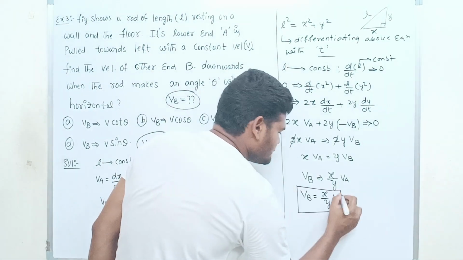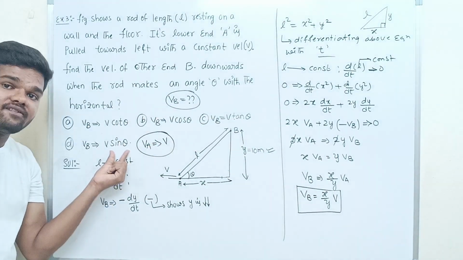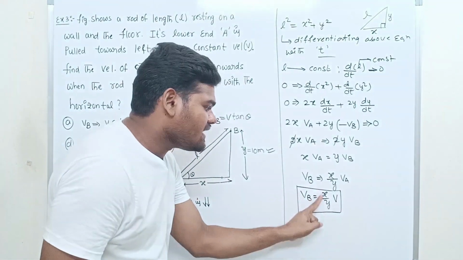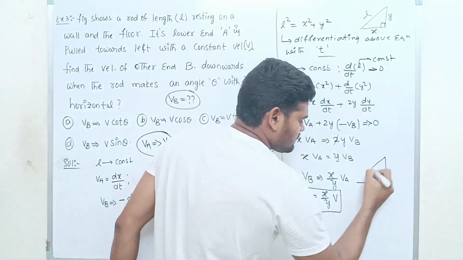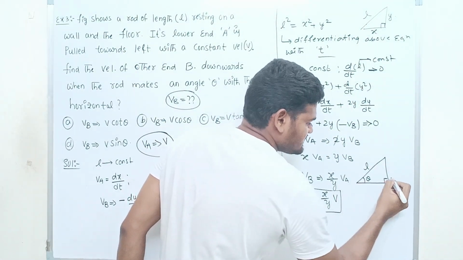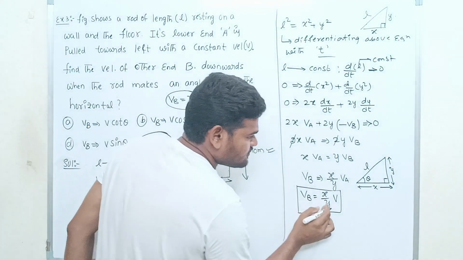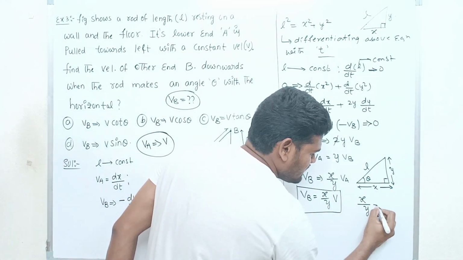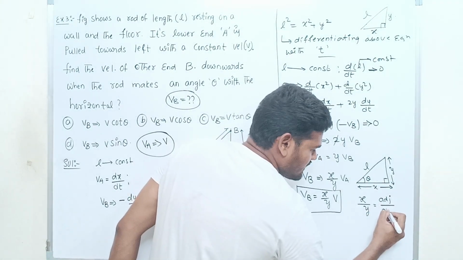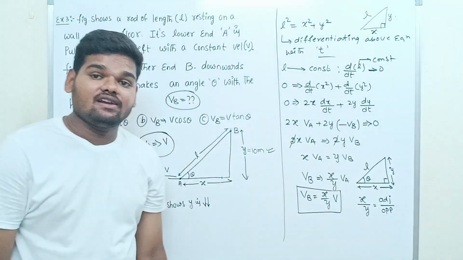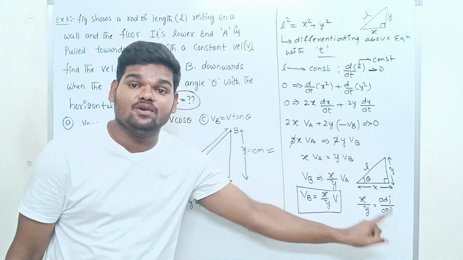So this is our answer, but we need it in the form of trigonometric functions like cos theta, tan theta, cot theta. Have a look. We got x by y, x divided by y. Here angle theta is there. So this is L, this is theta, this is 90 degrees, this is y, this is x. What is x? X is the adjacent side. What is y? Y is the opposite side. So which trigonometric function gives adjacent side by opposite side?